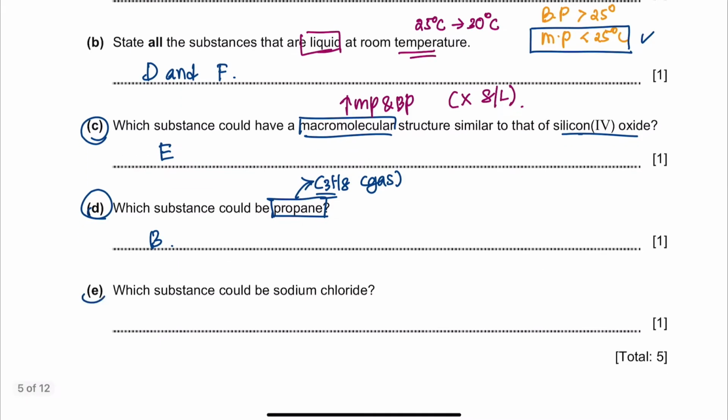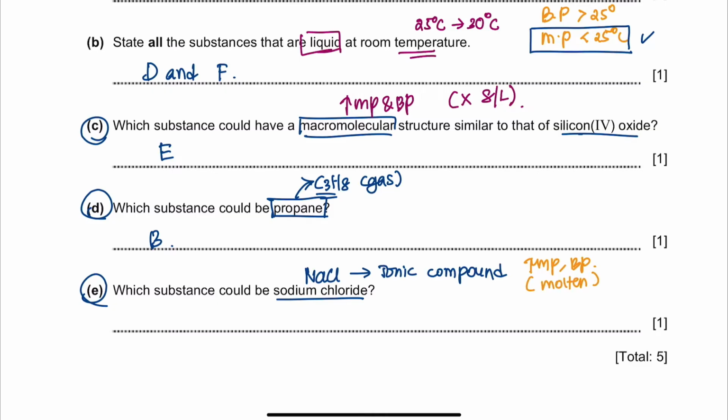Question E, which substance could be sodium chloride? Now, sodium chloride is an ionic compound. An ionic compound has high melting point and boiling point. However, they only conduct electricity when they are in molten or in aqueous state.